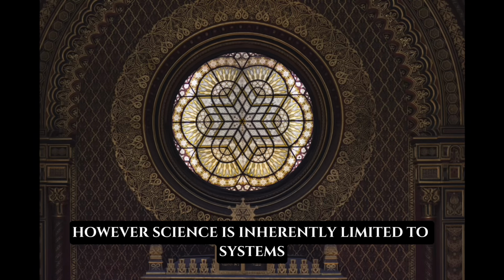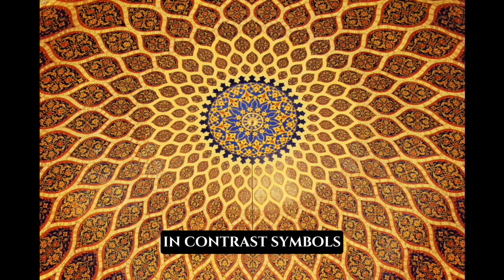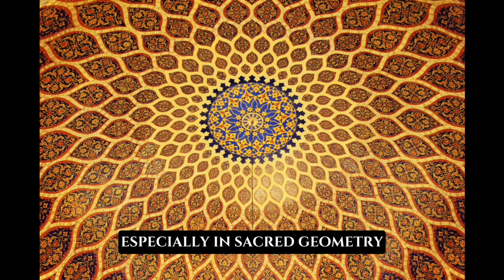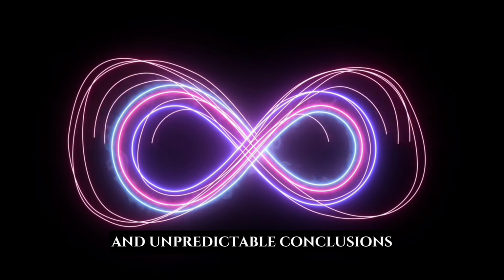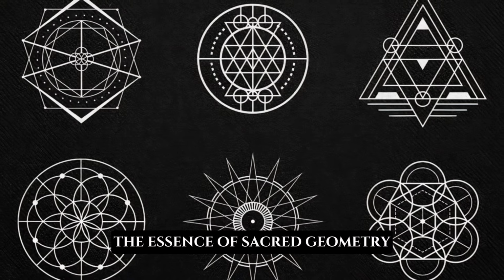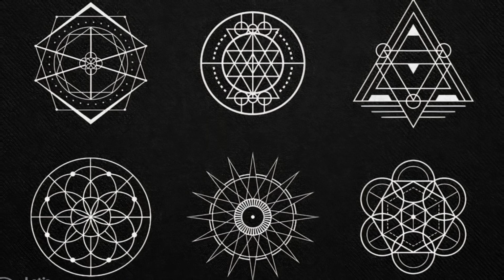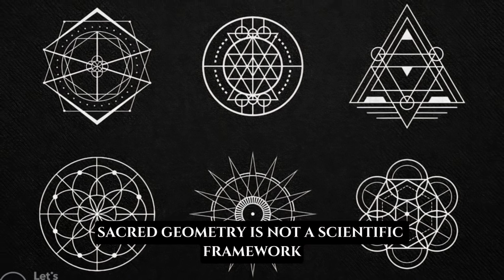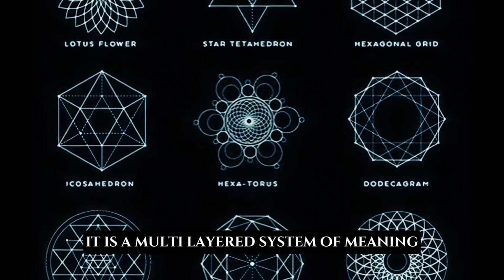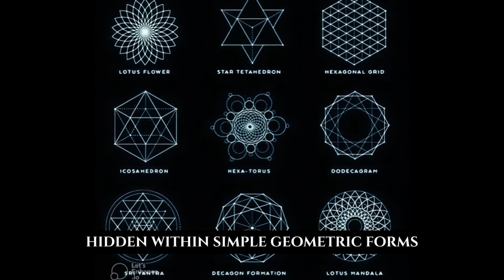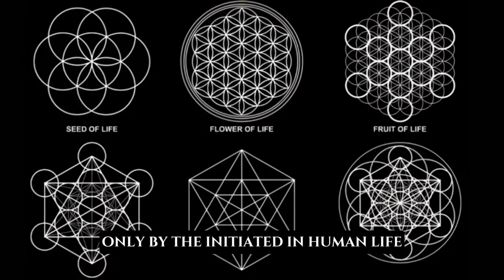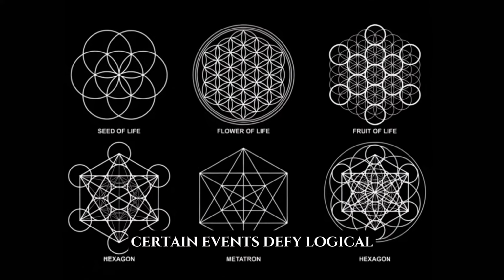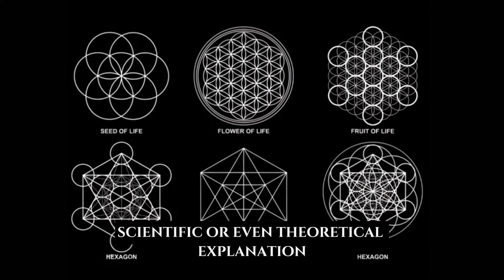However, science is inherently limited to systems with a finite number of interpretations. In contrast, symbols, especially in sacred geometry, may contain infinite layers of meaning, leading to multidimensional and unpredictable conclusions. The essence of sacred geometry. Sacred geometry is not a scientific framework. It is a multi-layered system of meaning hidden within simple geometric forms, meaning that can be truly understood only by the initiated. In human life, certain events defy logical, scientific, or even theoretical explanation.